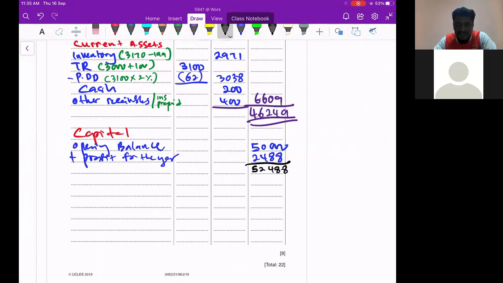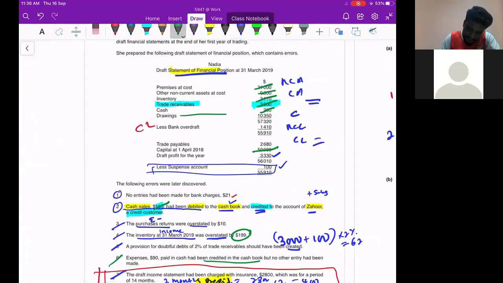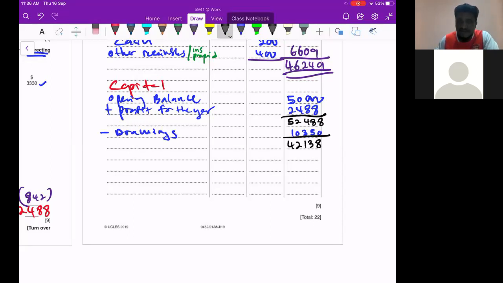Do you have drawings? Can you check the question? Oh yeah, it's here, 10350. That's my drawings, minus the drawings. Okay, 52488 minus 10350, I get 42138. Then that's your closing capital. If you want to label closing capital, you can, but normally we just leave it empty.